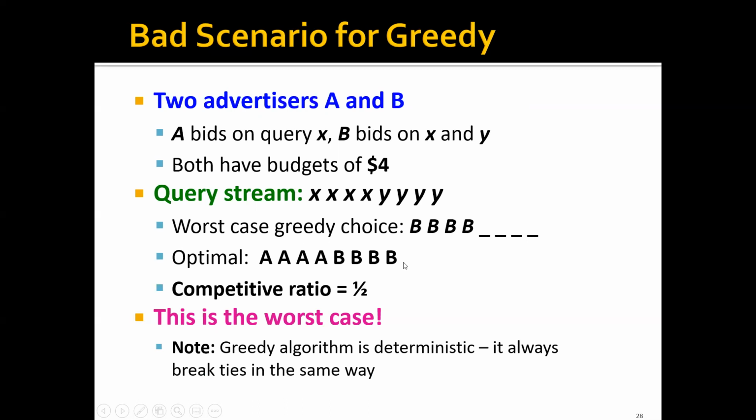And of course, the optimal solution would be to assign the first 4 Xs to advertiser A. And then when the fifth query comes, since it's a Y and B actually bids on Y, the last 4 queries can be assigned to advertiser B. And in this case, we achieved the optimal revenue, which is $8. We can see that in this case, the competitive ratio is actually 1/2. And note that this is actually the worst case already, because the greedy algorithm is deterministic and it always breaks ties in the same way here.